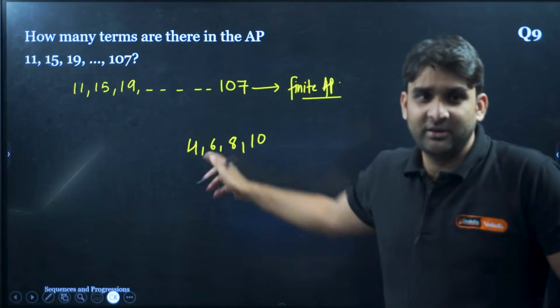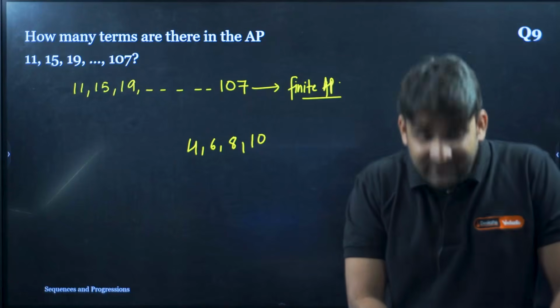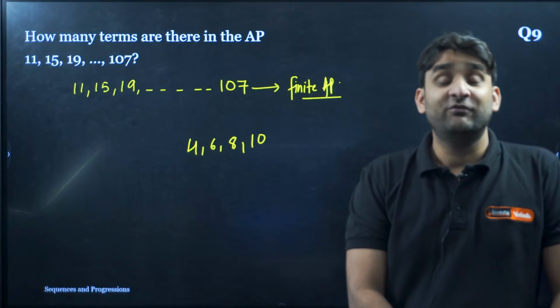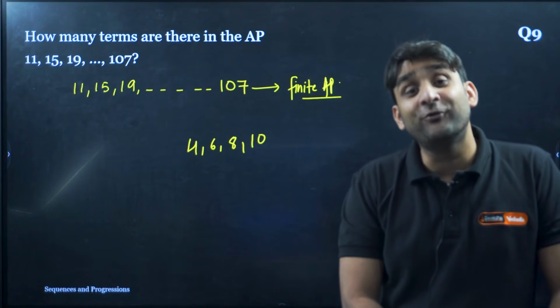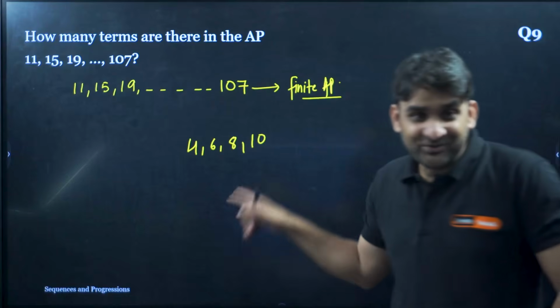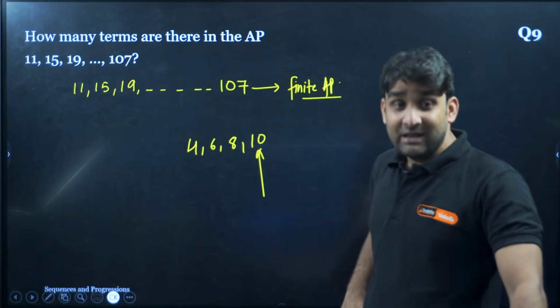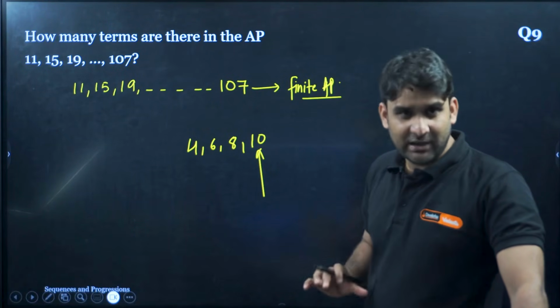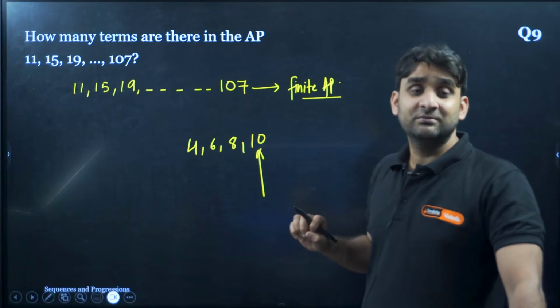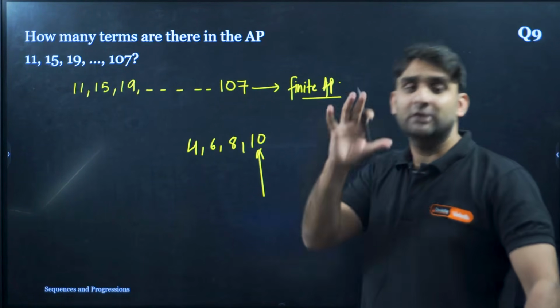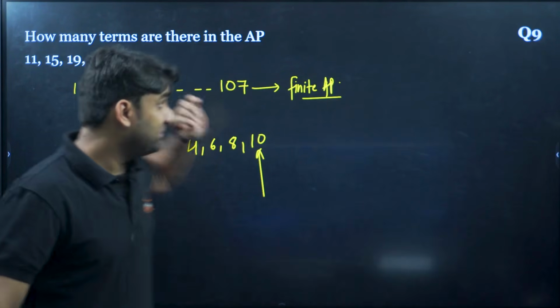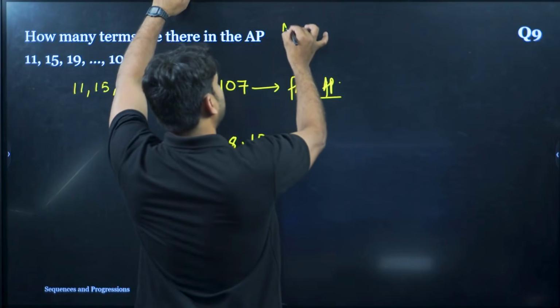term here in this AP? The last term is 10. And what is the position of the last term? 4th. So how many terms are there? 4 terms. So the position of the last term, if the AP is finite, will be the total number of terms. Please note it down. This is really very important.